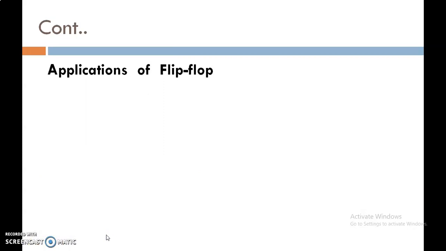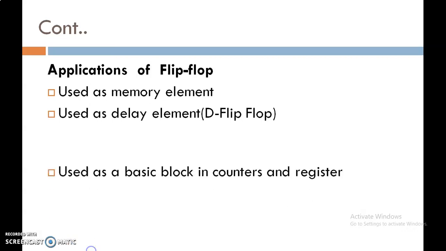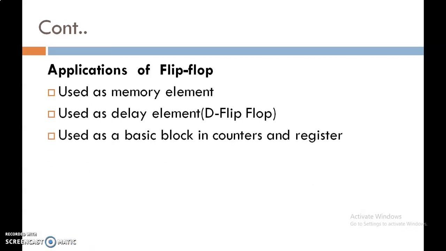Now, applications of flip-flop. Flip-flop is used as a memory element. Flip-flop can store 1-bit information. D flip-flop is used as a delay element. It delays data from reaching output Q by 1 clock pulse. Flip-flop is used as a basic block in counters and registers. A group of flip-flops is known as a register. It can store more than one bit.